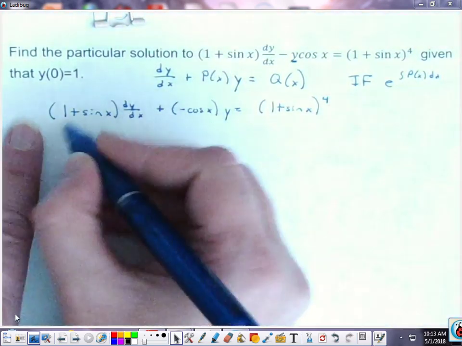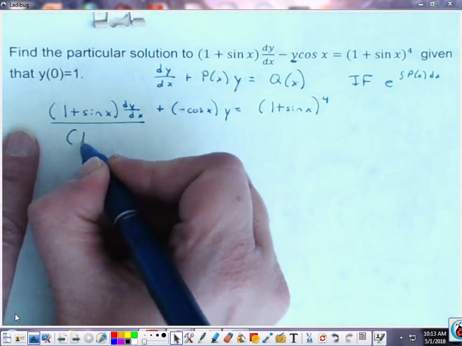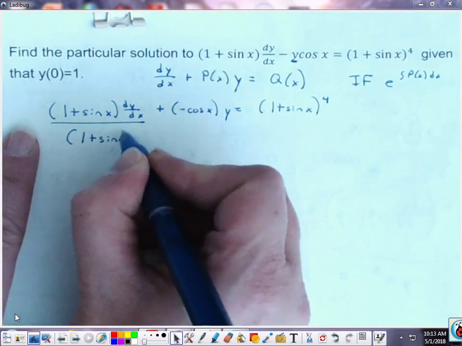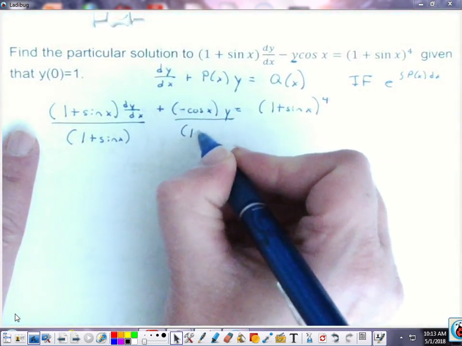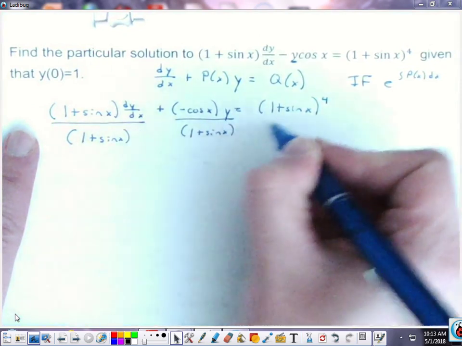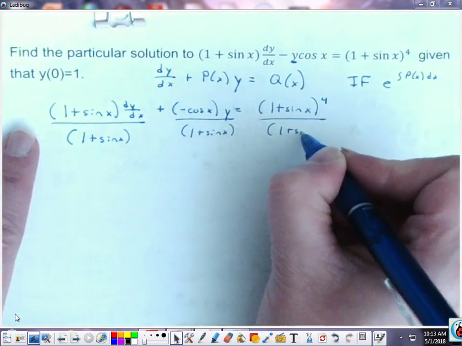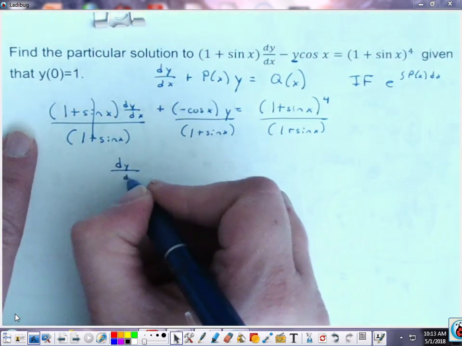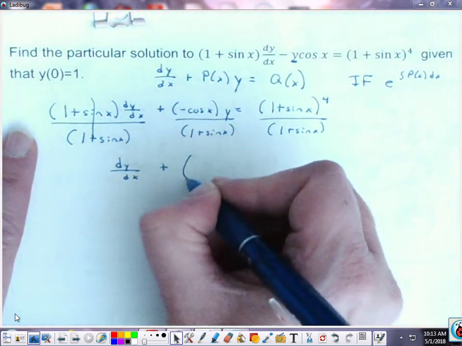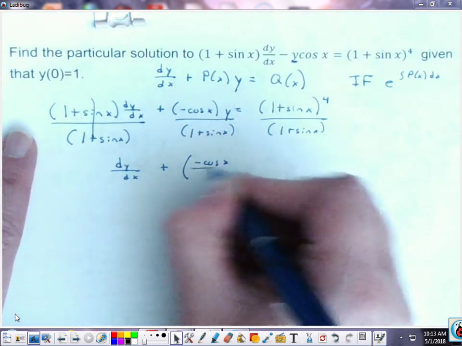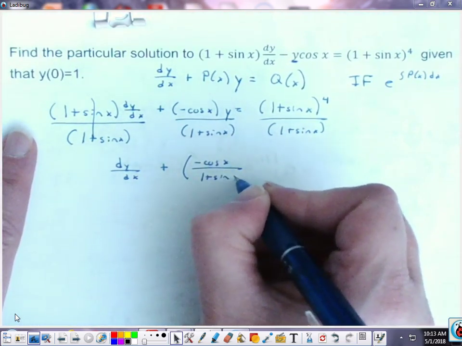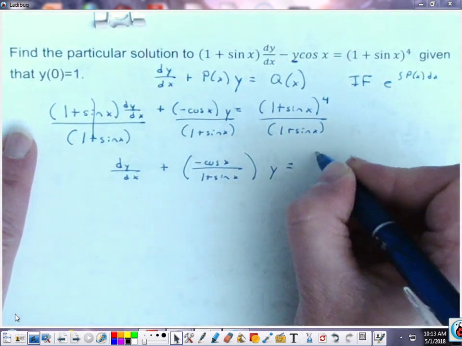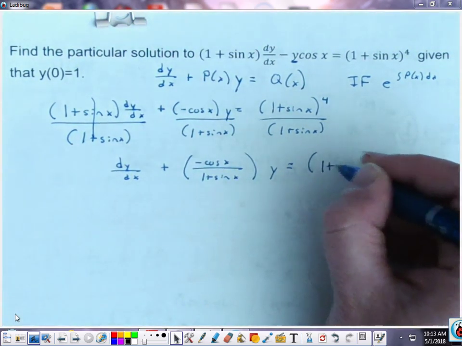I want to solve for dy dx. Well, I realize you have the first couple of steps. You can still play along. Divide through by 1 plus sine x. Okay, so you have dy dx plus, and I'm just going to write this as negative cosine x over 1 plus sine x y. And what would that equal?